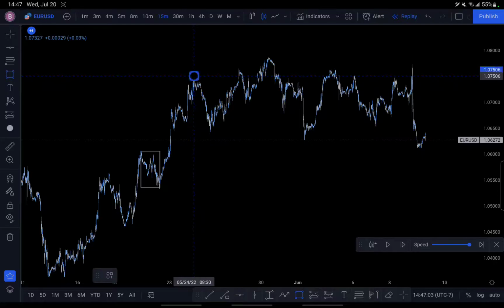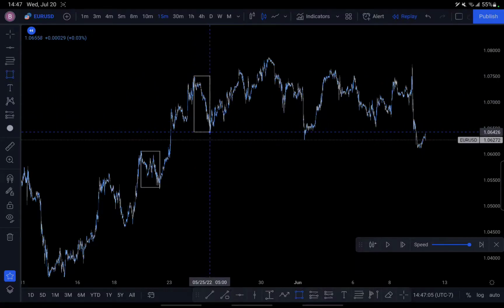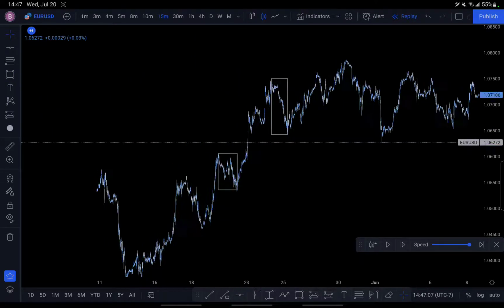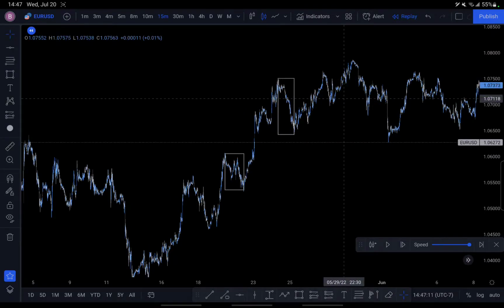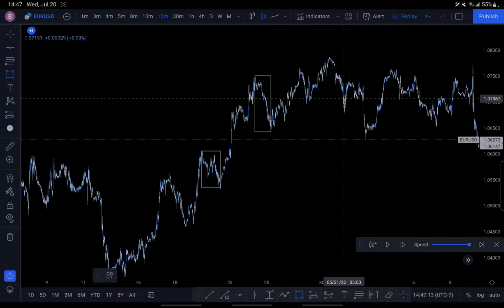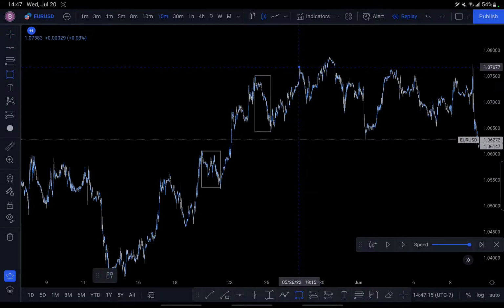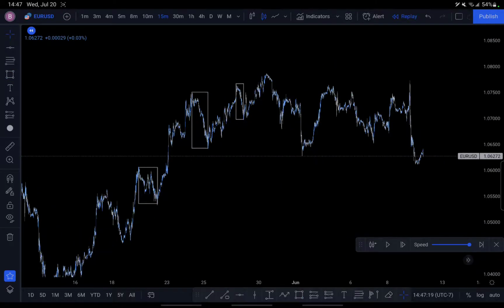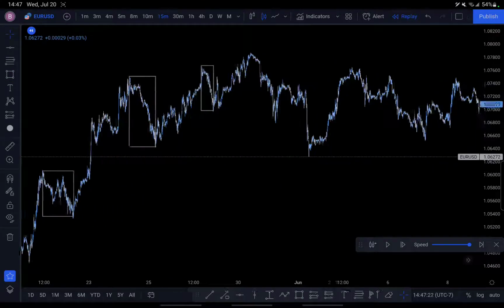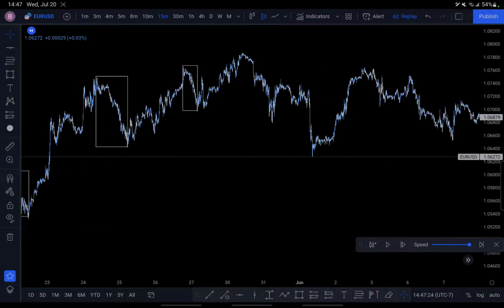from this down move. Okay, validating it right here. See, broke structure there, creating a new one here. We'll just keep marking them. Okay, broke structure there. Zoom in a little bit, see what's going on. So you can see broke structure there, validating it, breaking down.